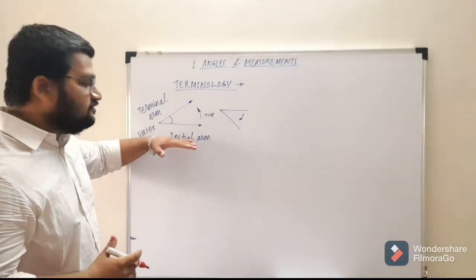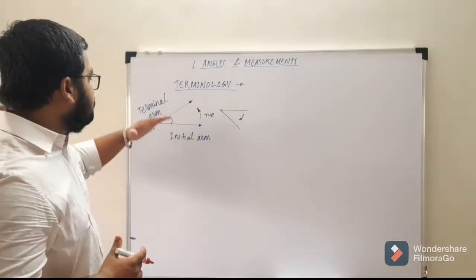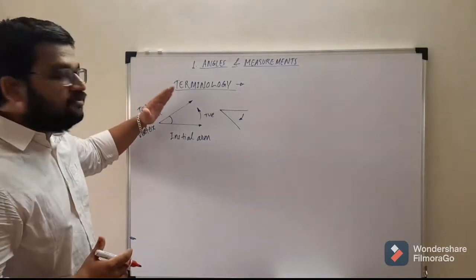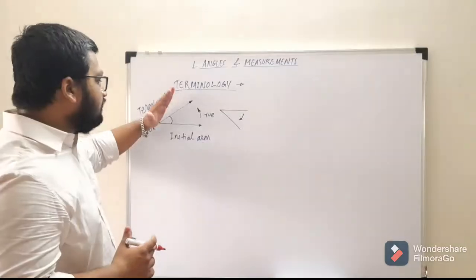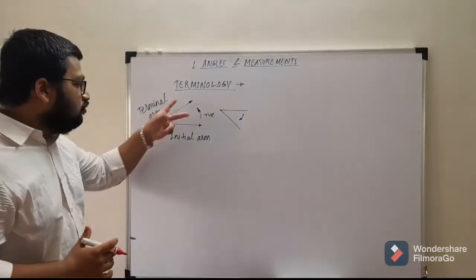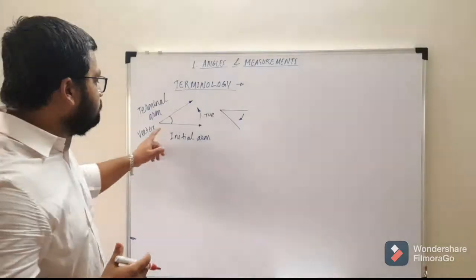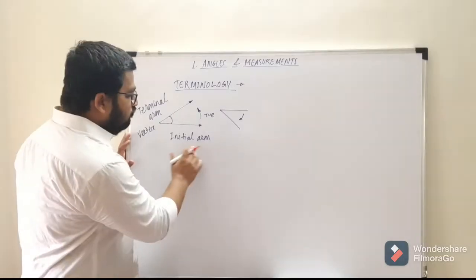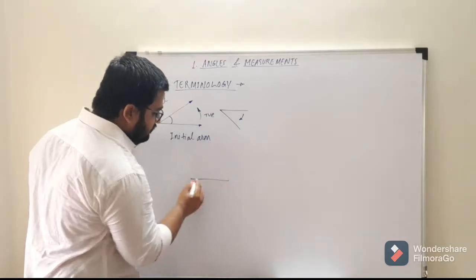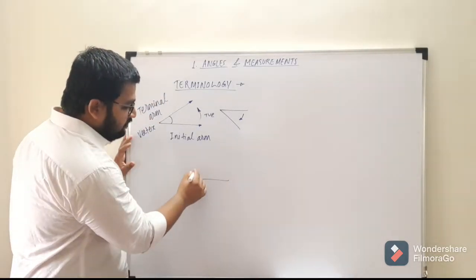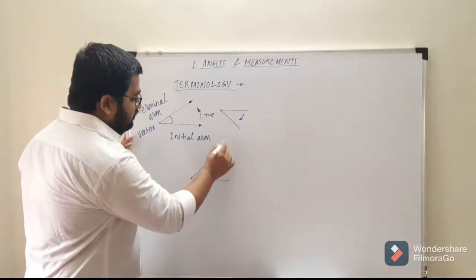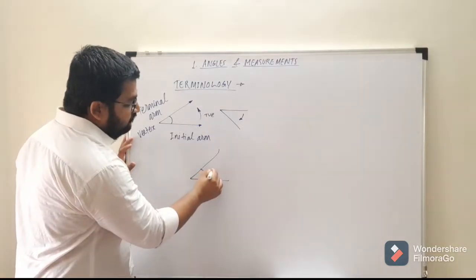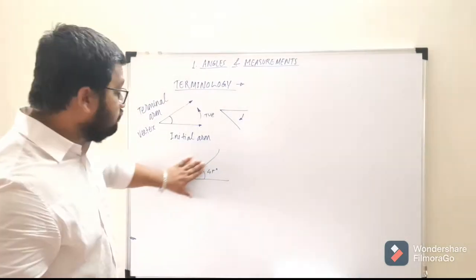Initial arm is the stationary arm which will not move. Terminal arm is the arm which is movable, we can say, so we can draw at any angle. And this is the vertex where both these arms are joined together. Conventionally, what we do is we draw a line, that is the initial arm, we measure the angle and draw this terminal arm, and this is our angle, let us say 45 degrees. This is what we do.